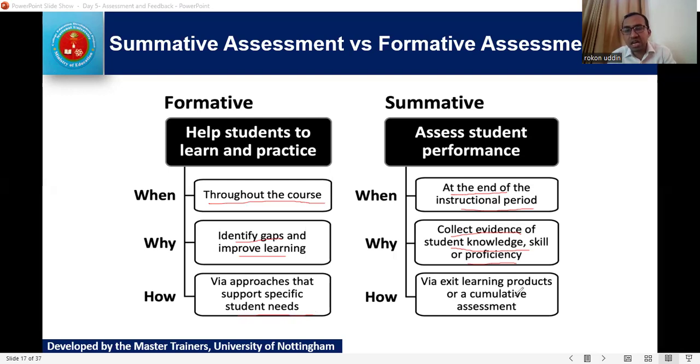On the other hand, summative assessment is a cumulative assessment, and we see a student's achievement. We judge students' achievements at the end. So this is how we can see formative and summative assessment.